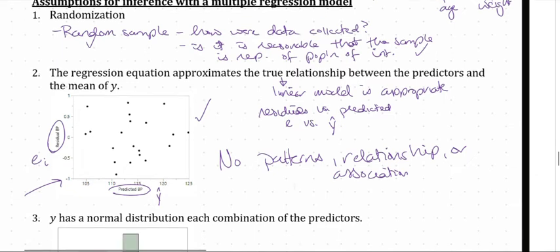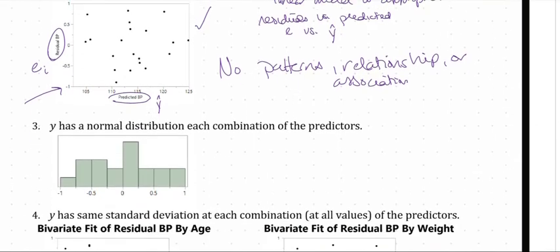My next condition is that my response, in this case blood pressure, has a normal distribution for each combination of the predictors. So this is saying that blood pressure is normal for every combination of age and weight. If I'm talking about all people who weigh 90 kilograms and who are 40 years old, and then all people who are 90 kilograms and 41 years old, and then all people who are 91 kilograms and 40 years old. So any combination of age and weight, the blood pressure is going to have a normal distribution no matter what. To check that, the same way we did in simple regression, I do a histogram of the residuals.